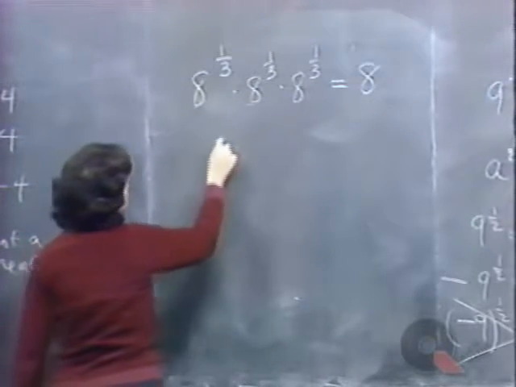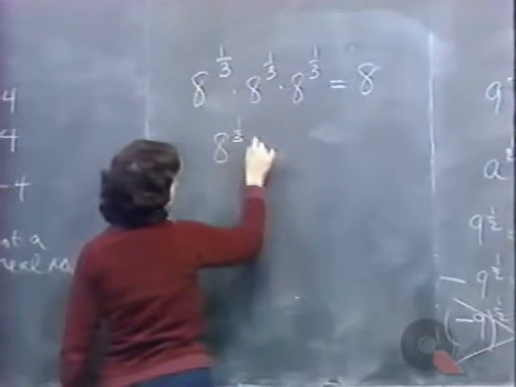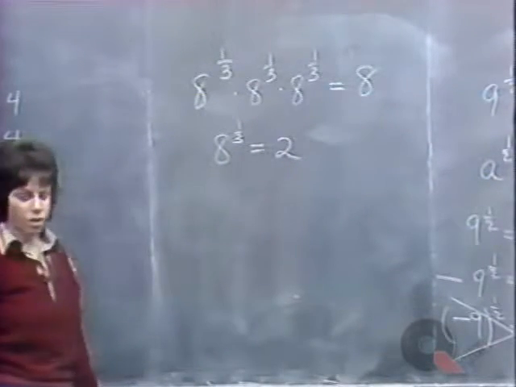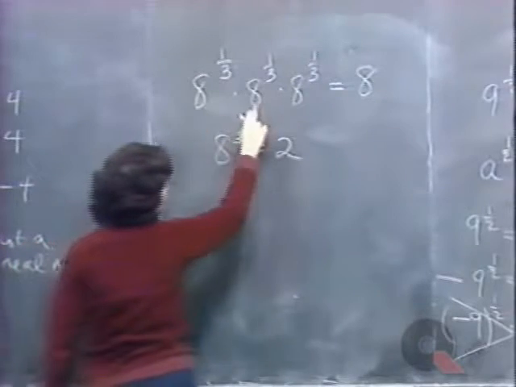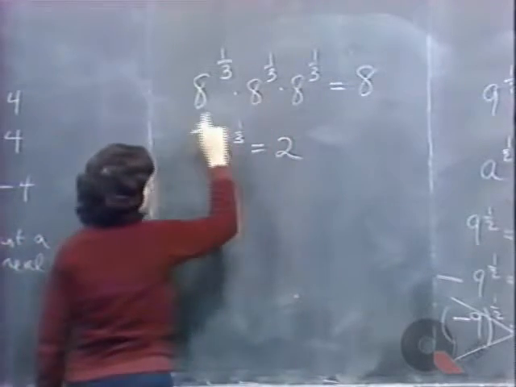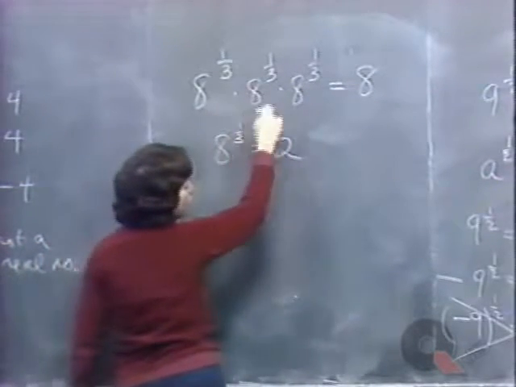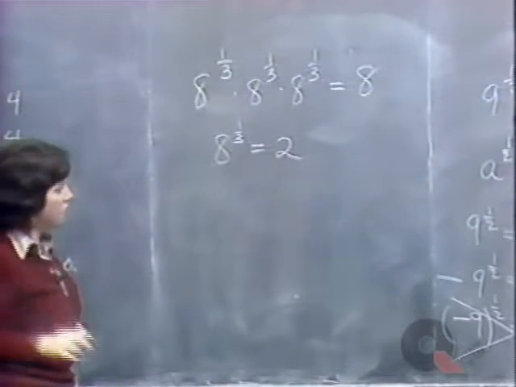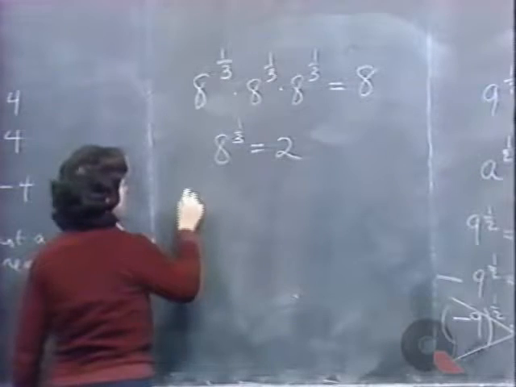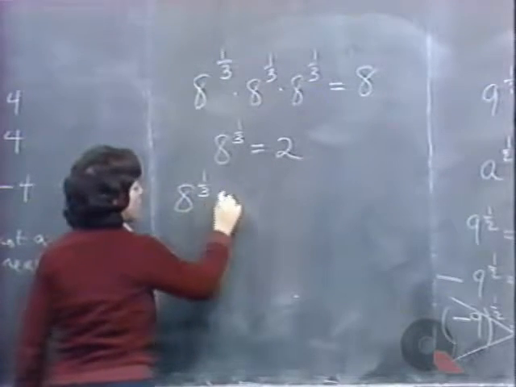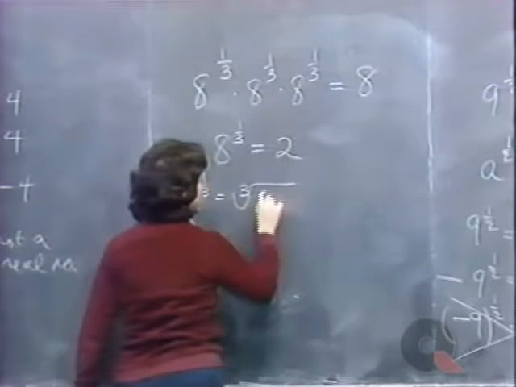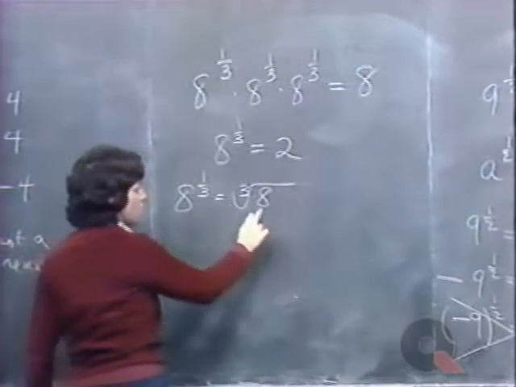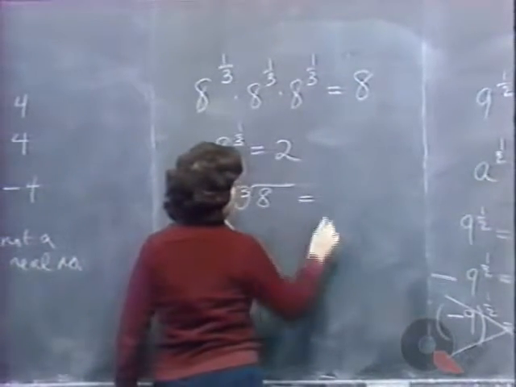This particular example, we can figure out exactly what 8 to the 1/3 is. 8 to the 1/3 must be 2, because 2 times 2 times 2 is equal to 8. 2 times 2, that's 4, times 2 gives you 8. We can also write this in another notation. We can say 8 to the 1/3 represents the cube root of 8. Okay, we can write it this way: the cube root of 8, and that's 2.